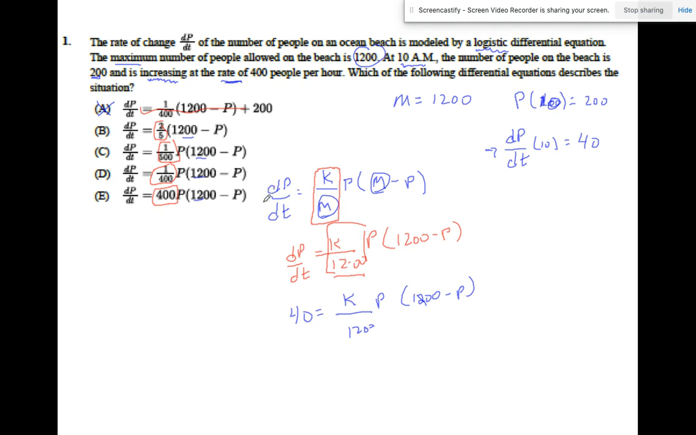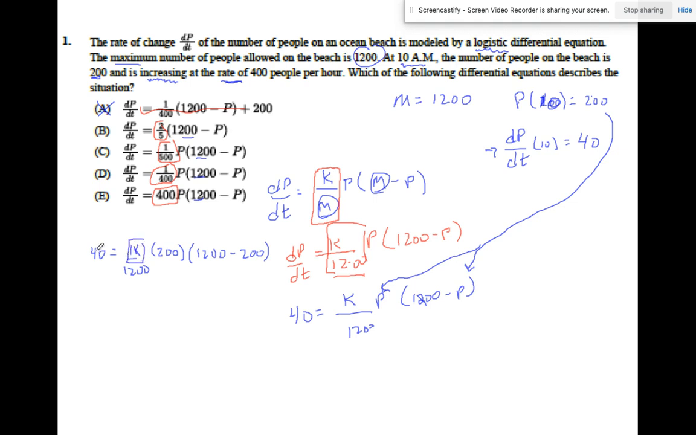What did they say? The number of people on the beach is 200. So P at 10 a.m. is 200. So here you can take this 200, not the 10, and put it here. So what do I have? 40 equals K over 1200 times 200, because at 10 a.m. the rate of change is 40, but the people on the beach are 200, times 1200 minus 200. I do that math and get K by itself.